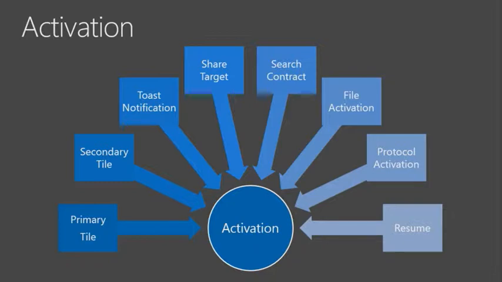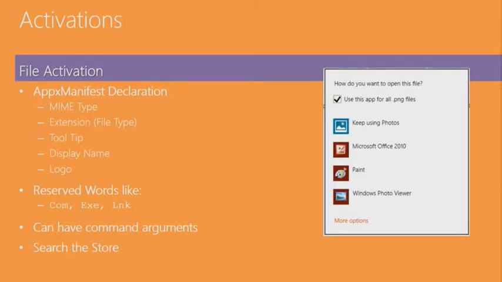And then the two really interesting ones beyond the most obvious are file and protocol activation. And file and protocol activation are, well, let's talk about them explicitly. File activation, we talked about PDFs launching Adobe Reader. That's the idea. You declare that inside the manifest.